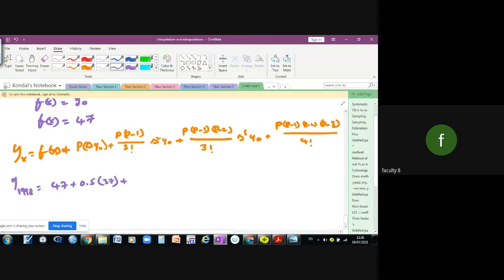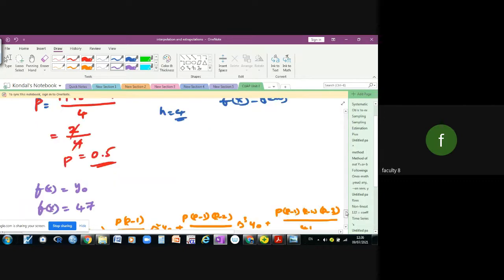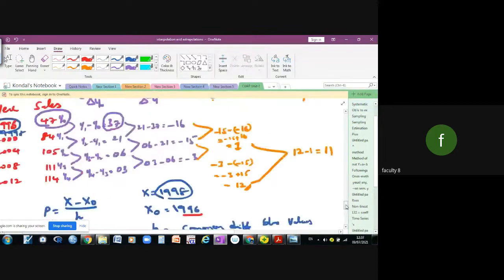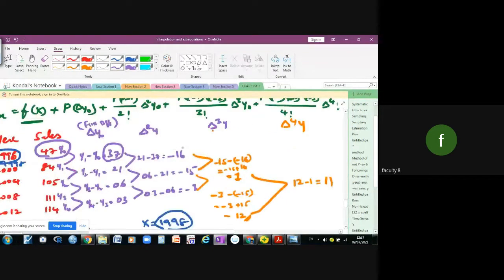Plus P value again. So P is equal to 0.5 into 0.5 minus 1 divided by 2 factorial, that is 2 into 1. So here delta 2, that is the second difference of y0, the second difference of the first value. How much is the second difference of the first value? Minus 16.